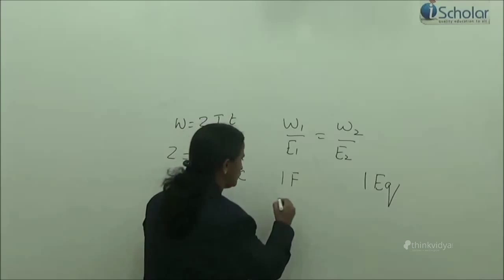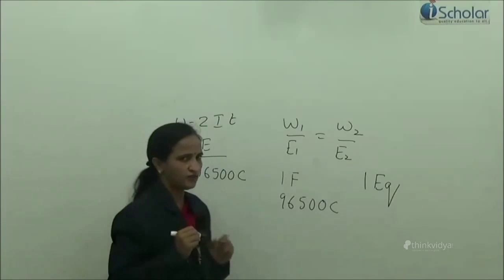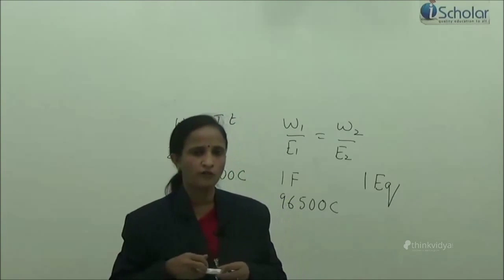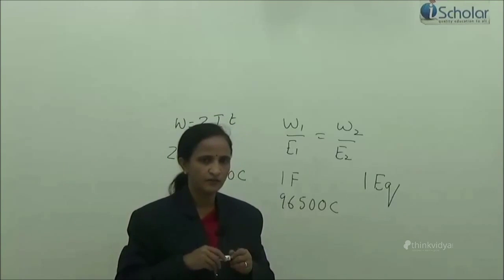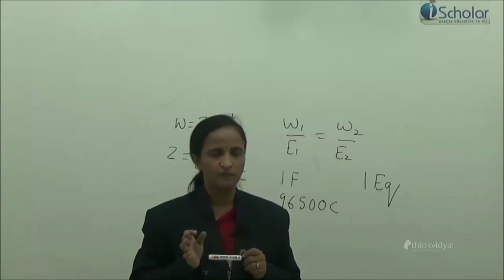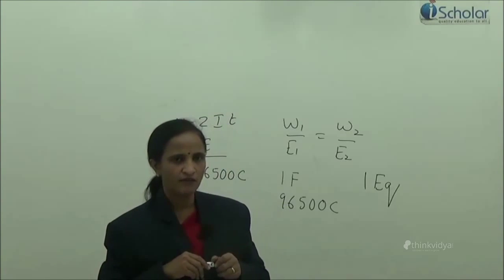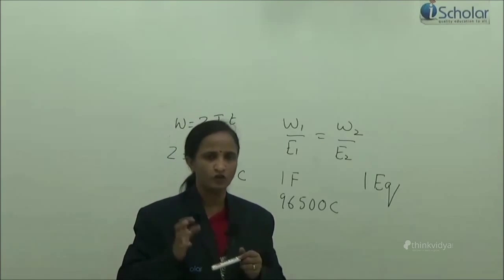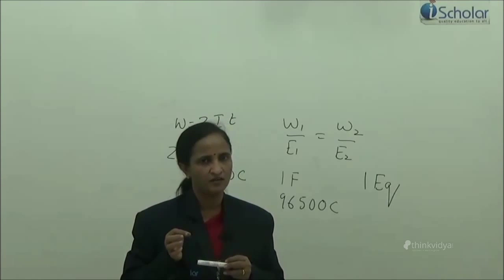which itself is equal to 96,500 coulombs. Fine, done. Now in the same way, how do we define electrode potential? Electrode potential is the potential developed whenever a metal is dipped in its own solution. We call it the standard electrode potential when the metal is dipped in a 1 molar solution of its own ions under standard conditions.